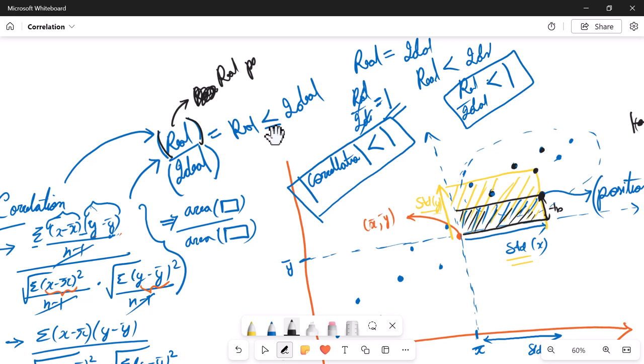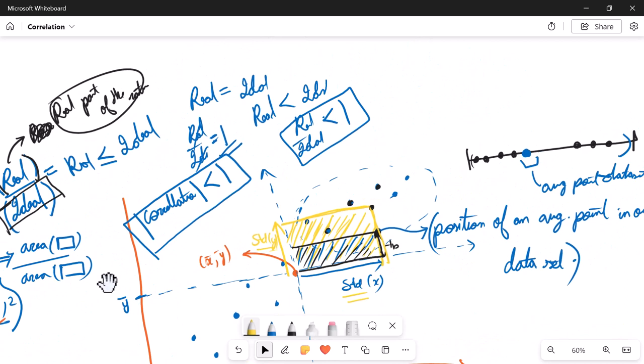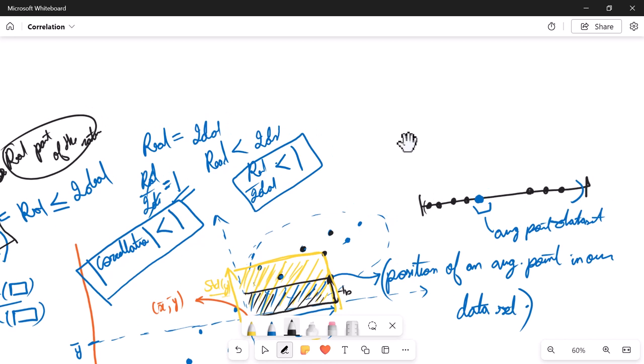Then obviously, you will deduce that the denominator part, this particular rectangle, is what represents the ideal case. And if you have followed the footsteps of this equation and what we have done, then you will notice that our equation will look like this after the simplification, stdx and stdy.